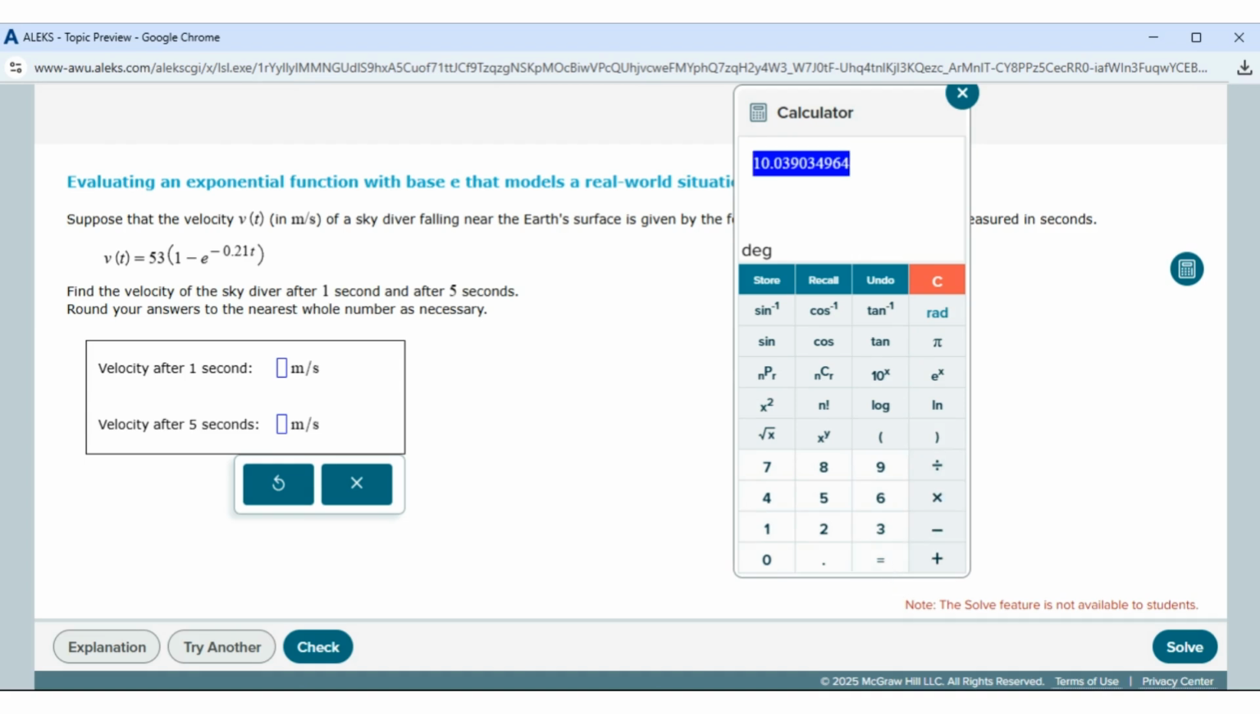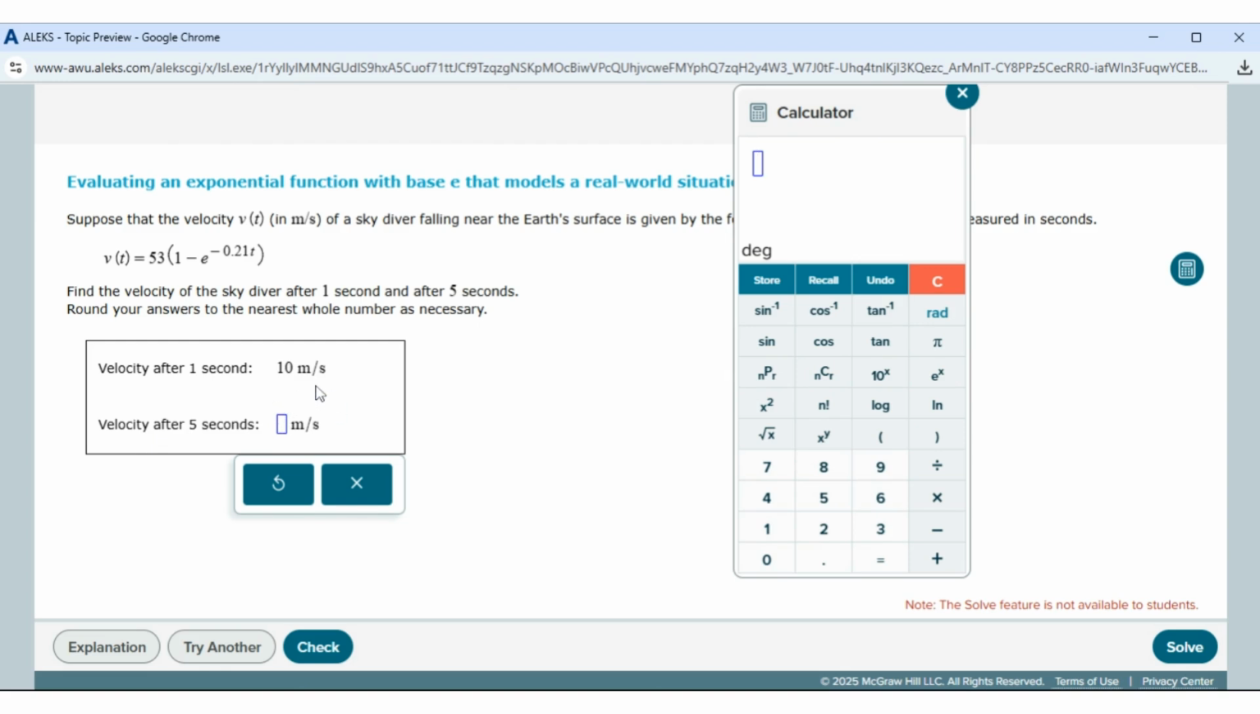And we've got a velocity of a little over 10. It says round your answers to the nearest whole number. So this one clearly would round to 10. Okay, we're halfway there on this one. Let's try the second part. For this one, we want to find the velocity after 5 seconds.